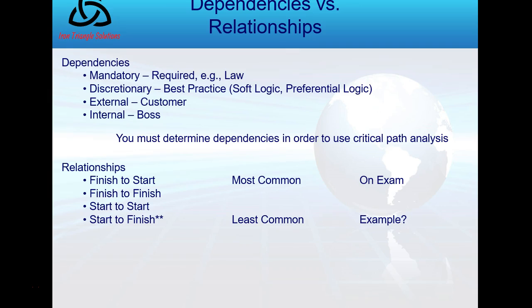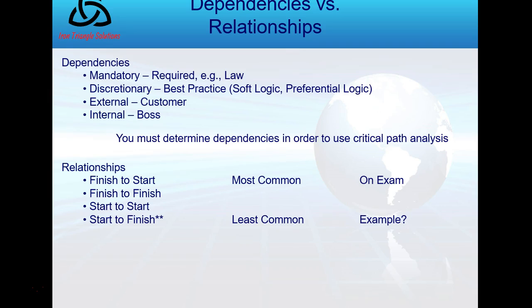Now, dependencies and relationships matter, but they aren't the same thing. So I just went over dependencies: mandatory, discretionary, external, or internal. I gave some examples there. And you must determine dependencies in order to use the critical path analysis, which will be used on a certification exam, and Rita's book will talk about it at length. They're going to translate dependencies into relationships, and there are 4. Finish to start, which is the most common, and you will do the math on the exam. Rita has some examples. Finish to finish, start to start, and start to finish. Those are the relationships that you'll have in the exam.